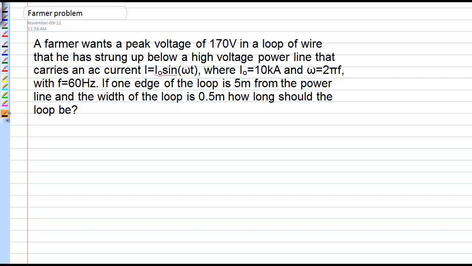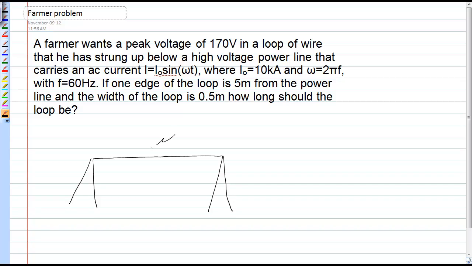This is a problem using Faraday's law. It's the farmer stealing power from the power company. So let's draw the picture here. We have two supports for a high voltage power line. And in this line is the current, the AC current, given by I0 sine omega t.